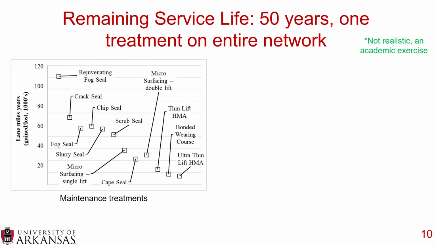So looking at the maintenance treatment, now on the y-axis, we have lane mile years. And this is either gained or lost, and it's in the thousands. So the rejuvenating fog seal, which had the lowest cost over 50 years, has by far the highest amount of lane mile years. It's over 110,000 gained lane mile years over a 50-year period.